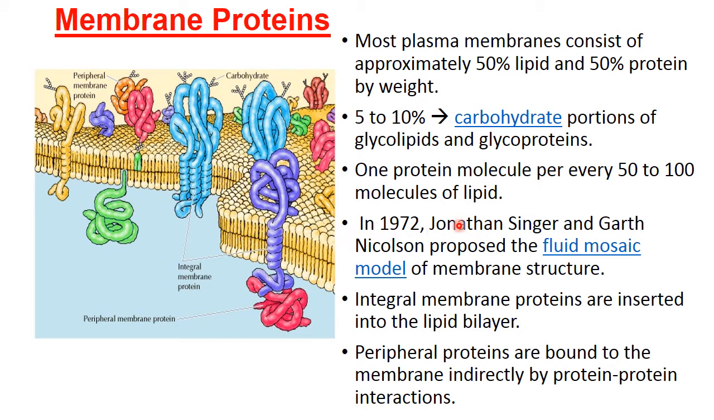In 1972, Jonathan Singer and Garth Nicholson proposed the fluid mosaic model of membrane structure. Integral membrane proteins are inserted into the lipid bilayer. The peripheral proteins bind to the membrane indirectly by protein-protein interaction. This is very useful for conveying messages between proteins. These are mainly used in protein-protein interactions.